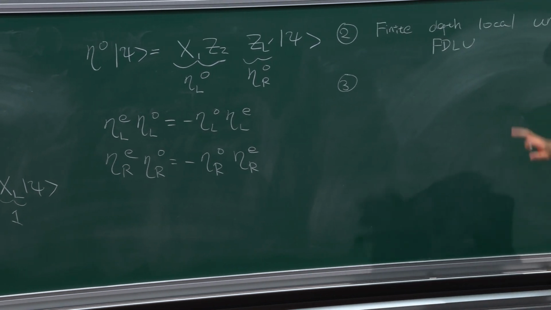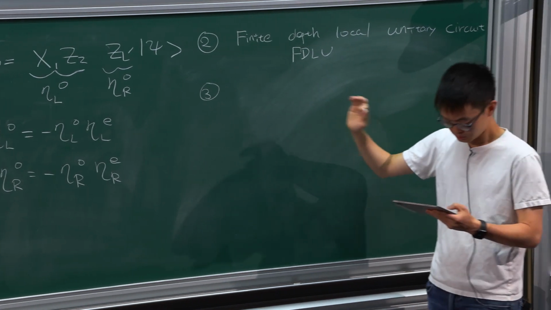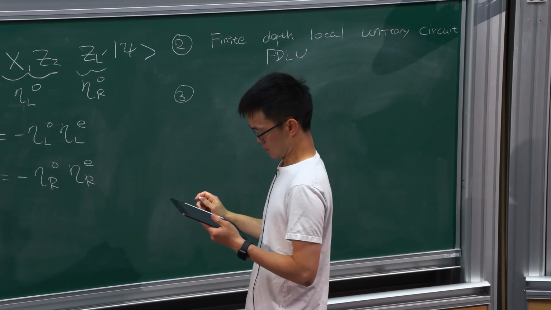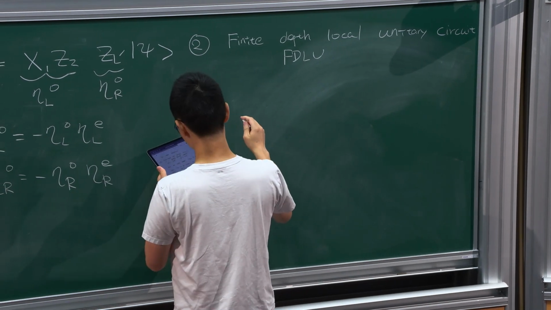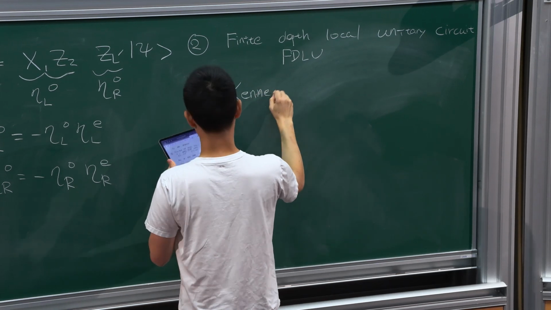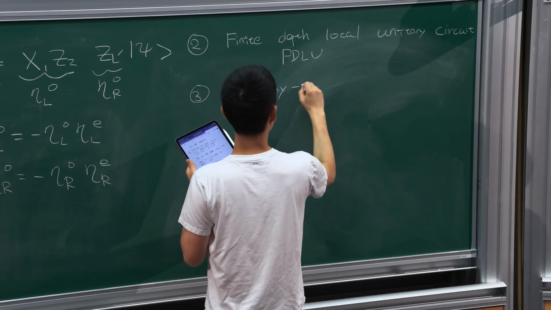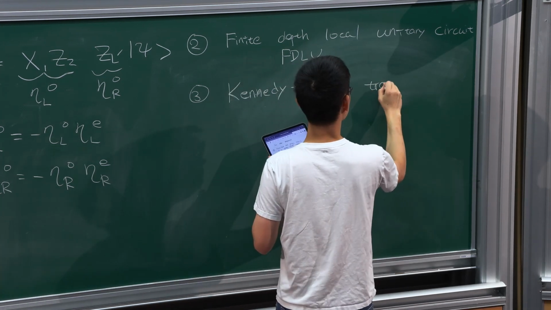Okay. Now let me get to the third description, which will also be important when we try to construct the non-invertible SPTs. This is known as the Kennedy-Tasaki transformation.